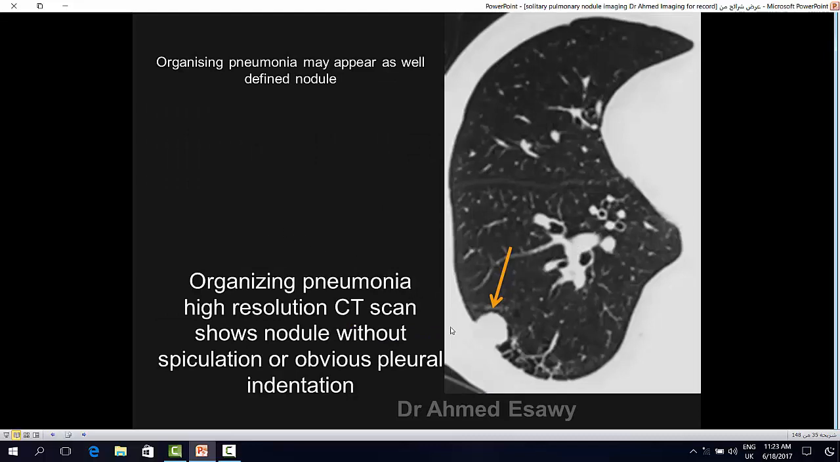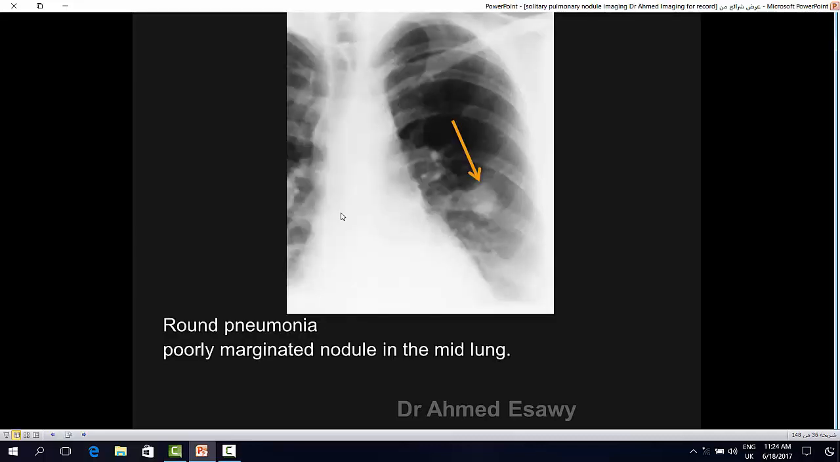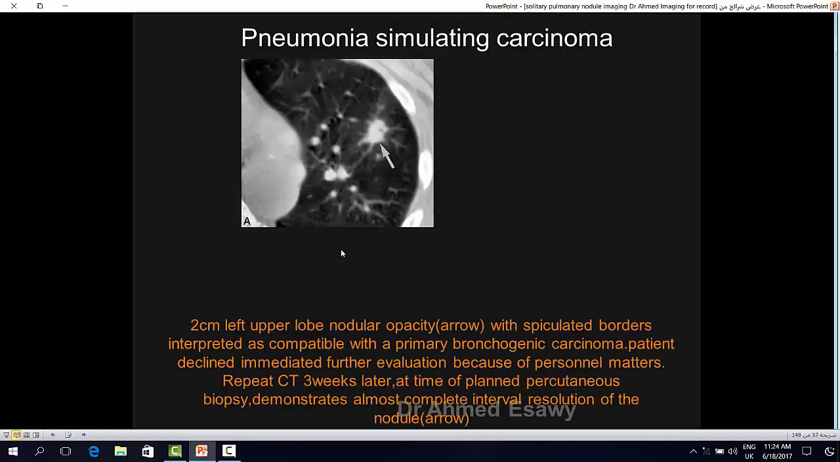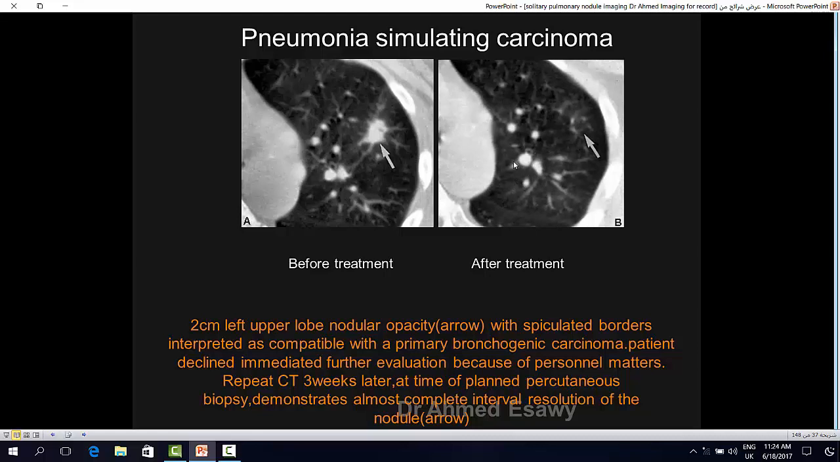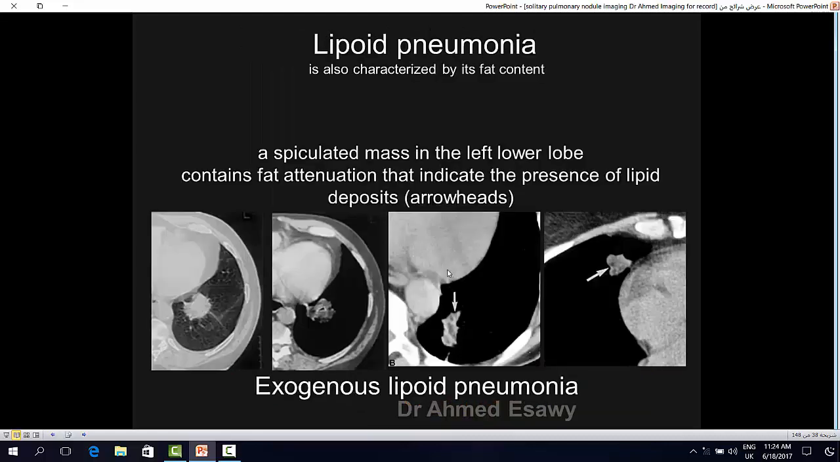Organizing pneumonia may appear as a well-defined nodule, without spiculation or obvious pleural indentation. Round pneumonia is a poorly marginated nodule in the mid-lung. Pneumonia simulating carcinoma: a 2 cm left upper lobe nodule with a spiculated border, interpreted as primary bronchogenic carcinoma. Follow-up later showed complete resolution of the nodule, representing pneumonia simulating carcinoma.